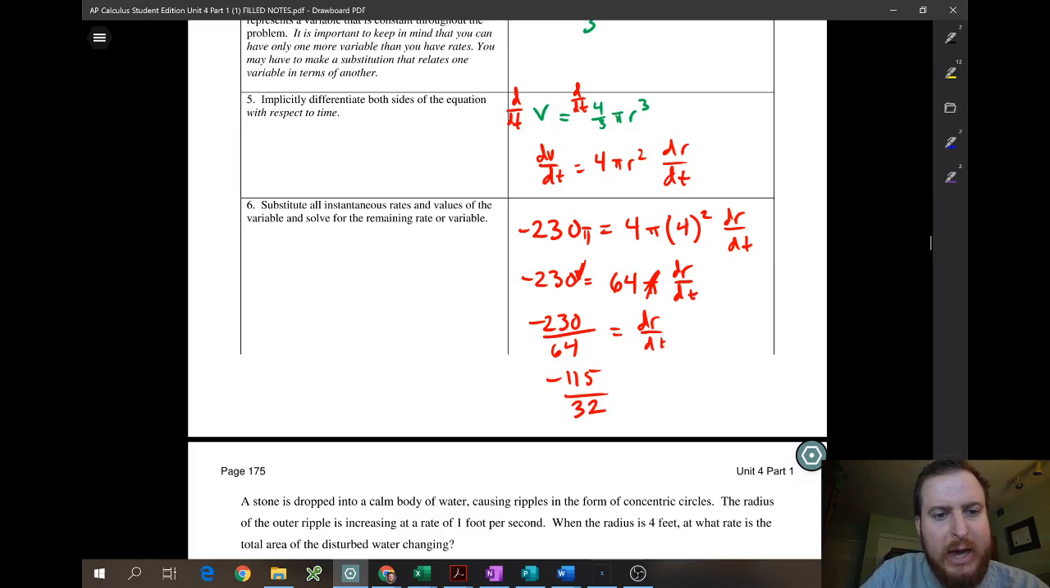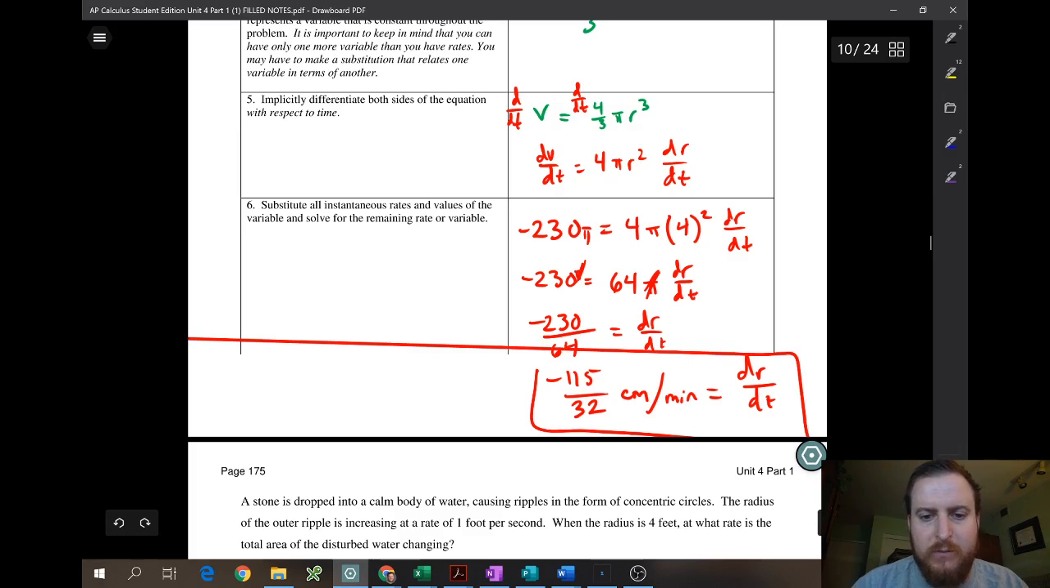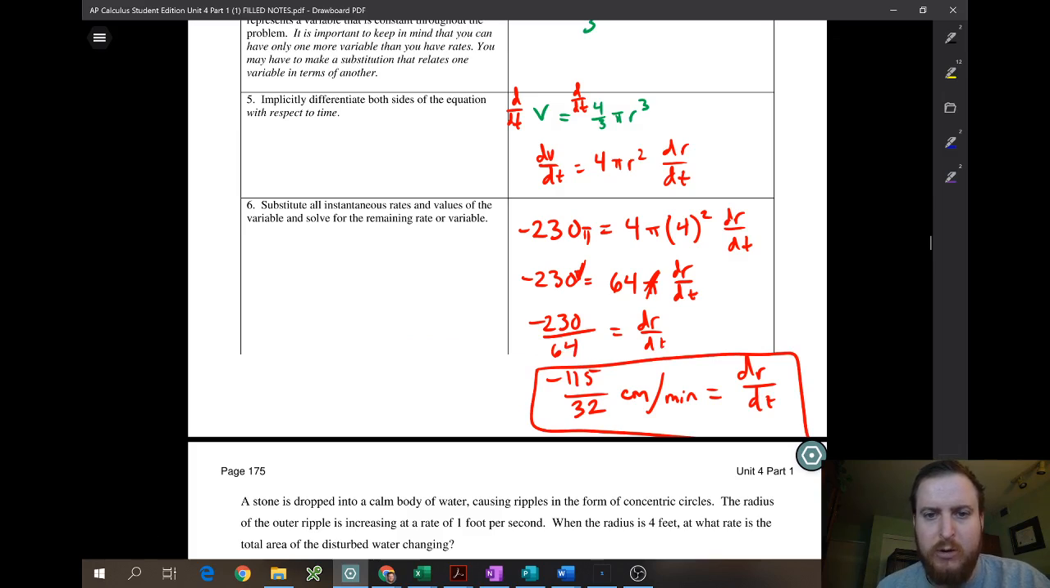Now, we do need to add in our units. And so what I was saying is, what are the units for radius? Well, in this case, they're centimeters, because that's what the problem is in. Divided by our units for time would be minutes. So that would be our answer, right? You always need to include units when you have answers for these related rate questions. The rule of thumb is if the question has units in it, put your answer with units. That's kind of my general rule.